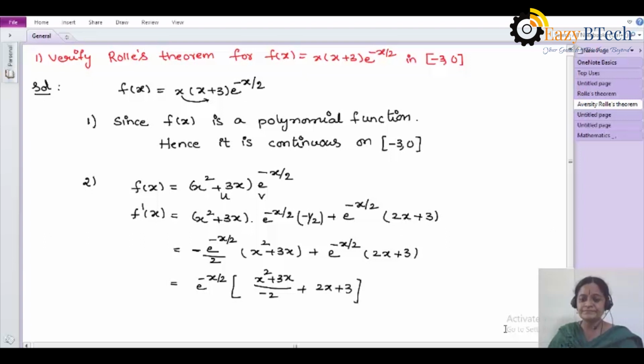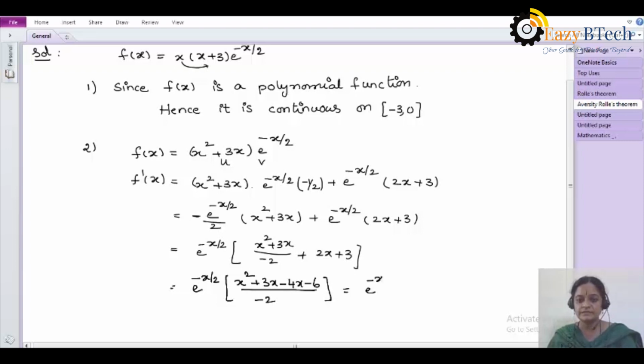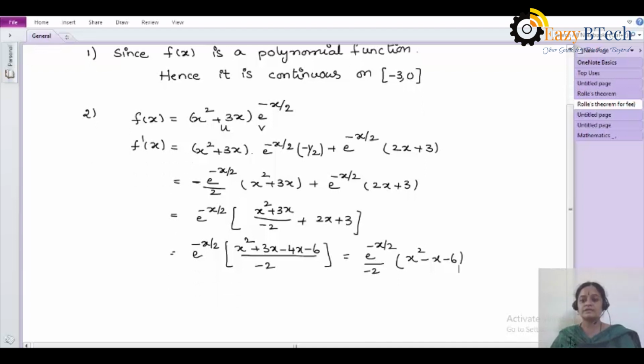So now finding the LCM of this function, bracket term LCM only. You are finding LCM, e power minus x by 2, and LCM is minus 2, students. X square plus 3x minus 4x and minus 6. So simplification, e power minus x by 2 by minus 2 x square minus x minus 6 is the final differentiation answer.